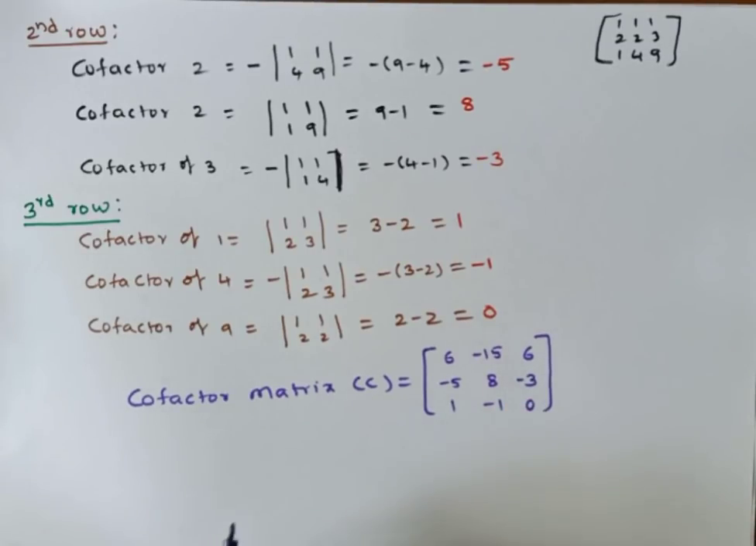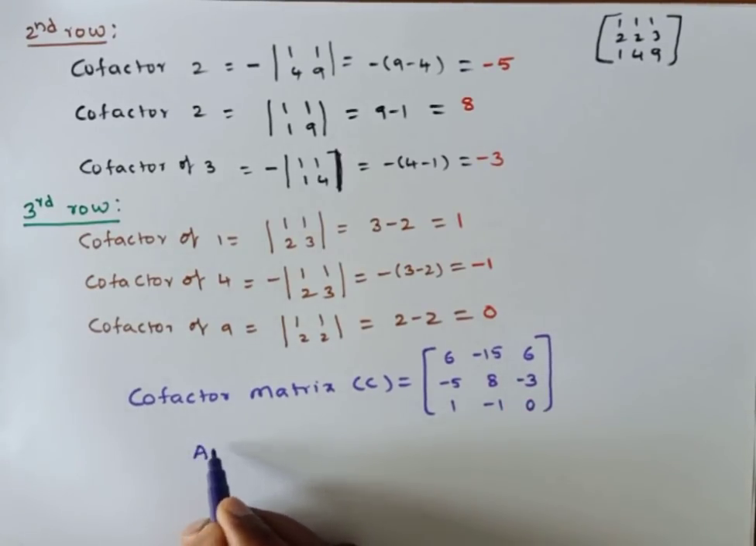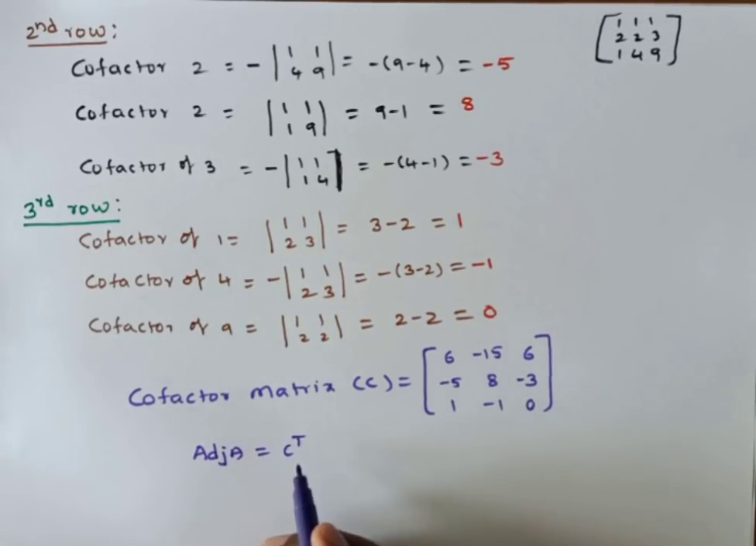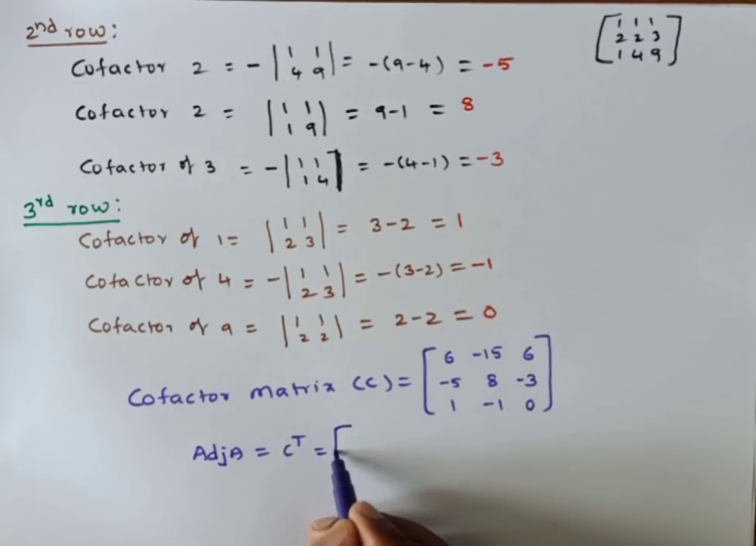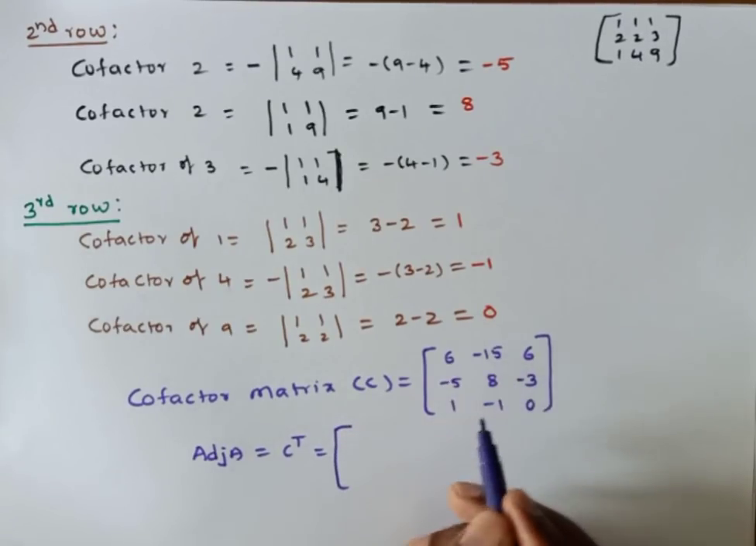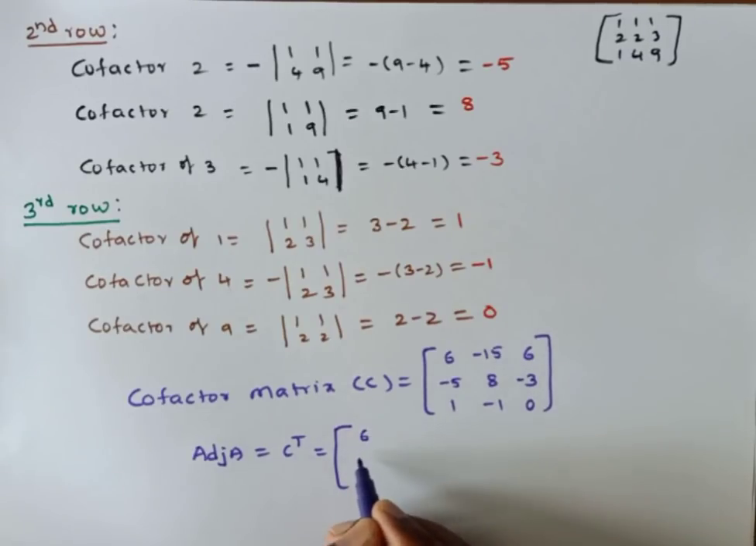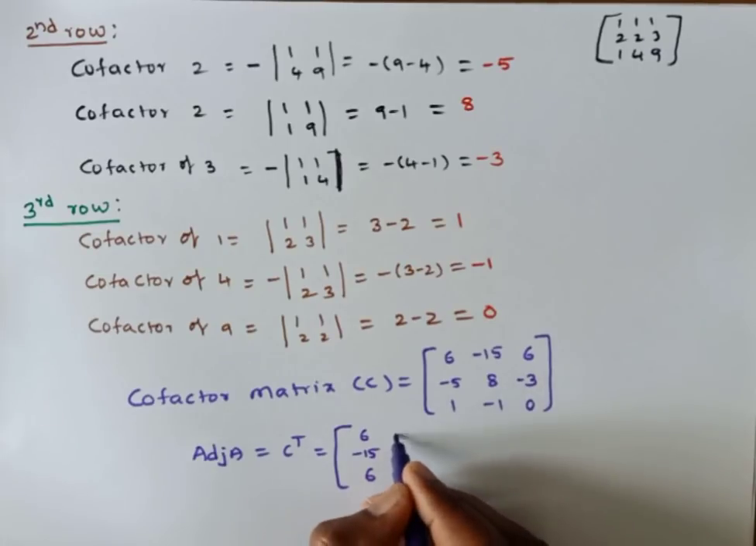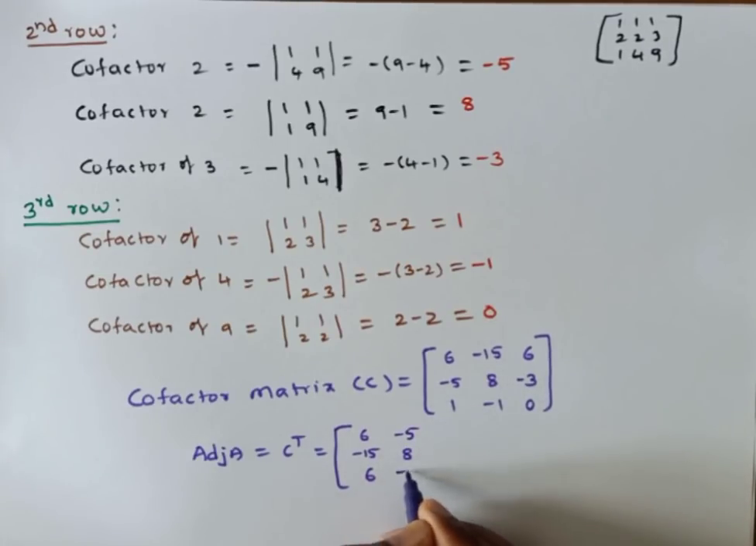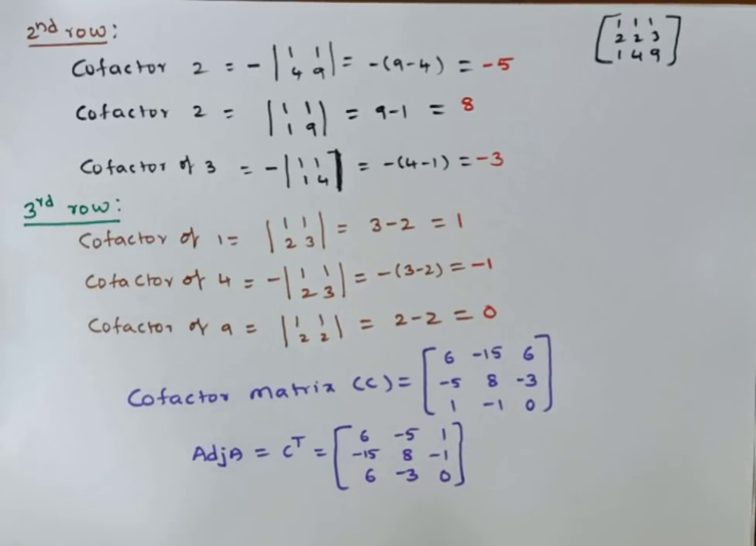By using the cofactor matrix, we can express the adjoint of the given matrix. Adjoint of A is nothing but C transpose. Now, by interchanging the rows into columns, it is 6, minus 15, 6. This row becomes a column: minus 5, 8, minus 3, 1, minus 1, 0. So now we have adjoint A.